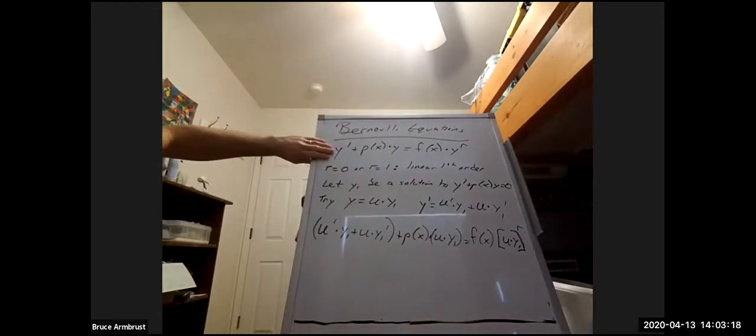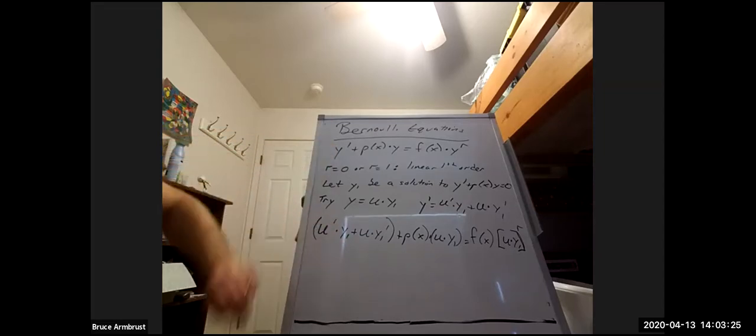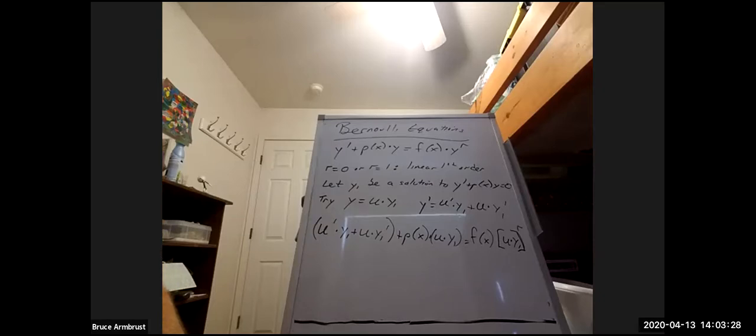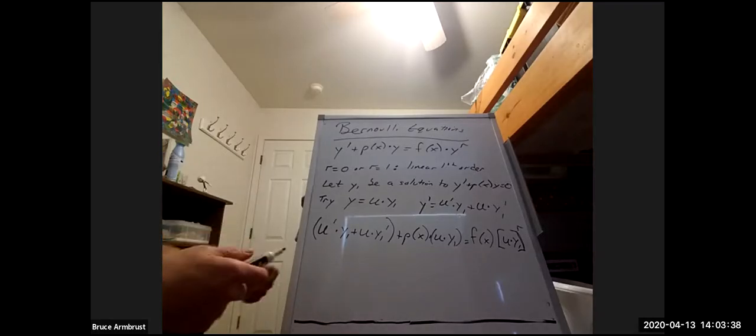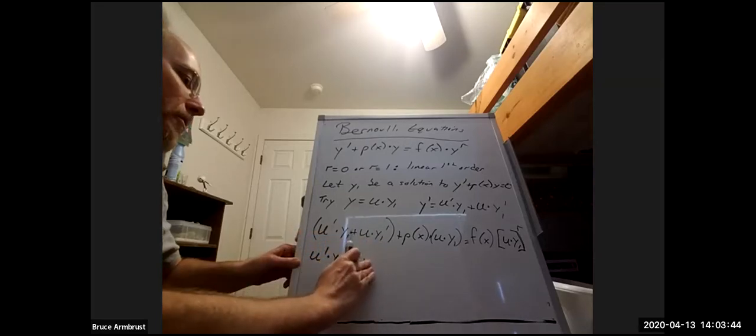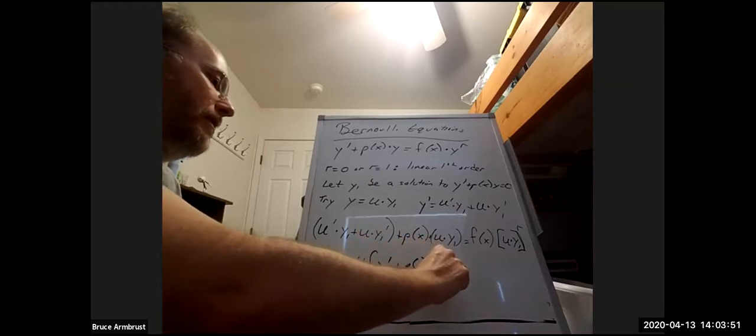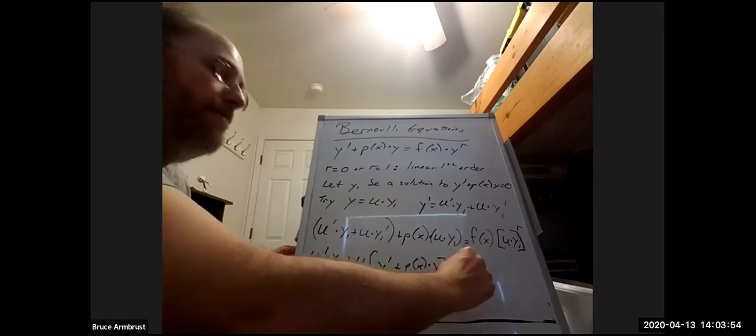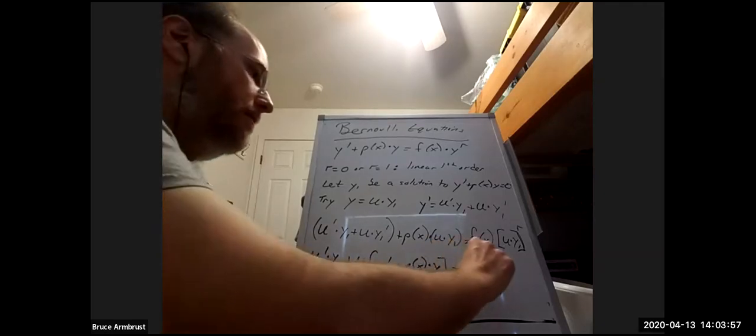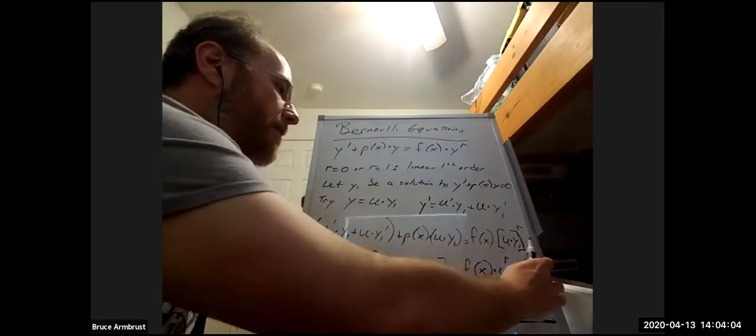So I'm just going back to this original form, and I'm substituting in for y. I'm putting in the u times y1. So now the algebra magic happens. I'm going to start separating this stuff up a little bit. We're going to get u prime times y1 plus u times y1 prime plus p of x times y1. And that's going to equal f of x times u to the r times y1 to the r.